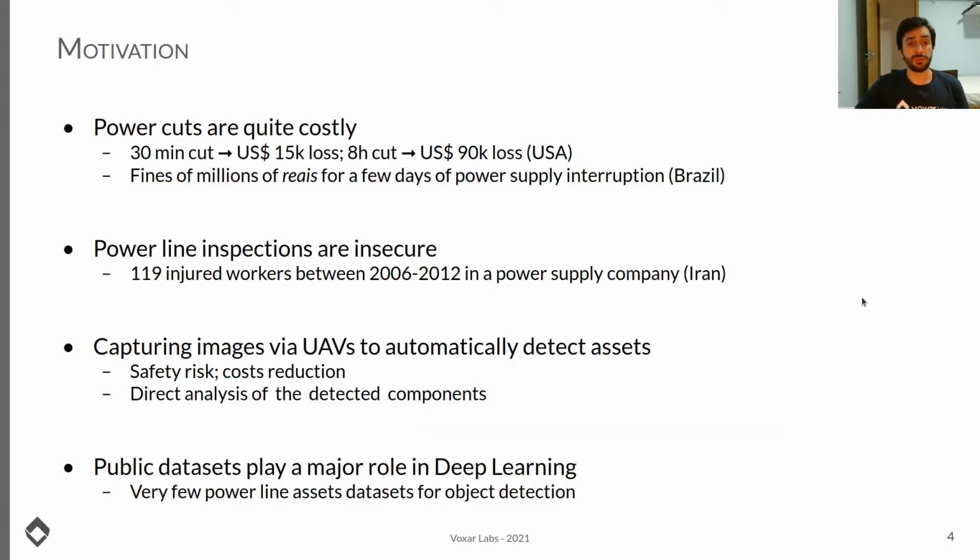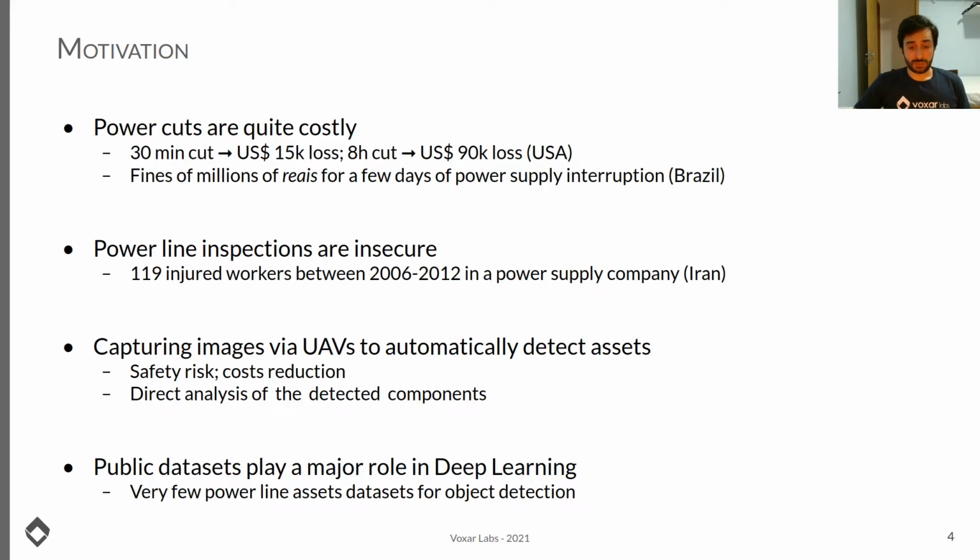A few numbers to exemplify here. On average, a power cut in the US of 30 minutes can lead to a $15,000 loss, and an 8-hour power cut, also in the US, can lead to a $90,000 loss. In Brazil, fines can reach millions of reais for only a few days of power supply interruption.